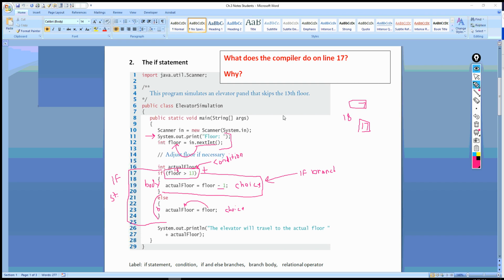Now here's an important question, then we'll be done. What does the compiler do on line 17? Most students are not able to answer that question right now. What does the compiler do on line 17? And this is something you need to know. It's something I will be testing you on, but more importantly, it's something that will help you understand writing the code more. And so the answer to that, and I'm going to pause this to set this up.